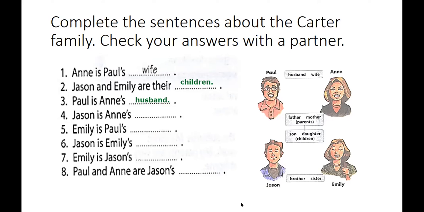Teacher, just one question. Yes. Can you pronounce the word next to son? Daughter. Daughter. Thank you. Okay, you're welcome. Can you tell me the pronunciation, Arita? Daughter. Daughter. Very good. Okay, perfect.